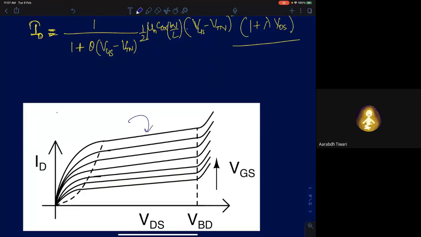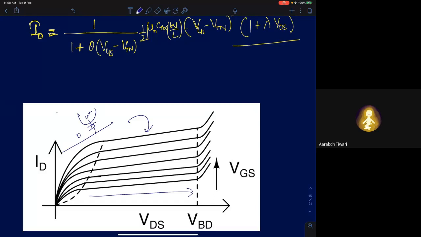After a point, as I discussed in the previous lecture, if you keep increasing your drain to source voltage, you have N plus as your drain region and your bulk is P type. There is a PN junction diode formed between drain and bulk. That diode will keep getting reverse biased, and at some point, the diode will break down. What are the typical diode breakdowns? One is an avalanche breakdown. What is the other kind of breakdown?